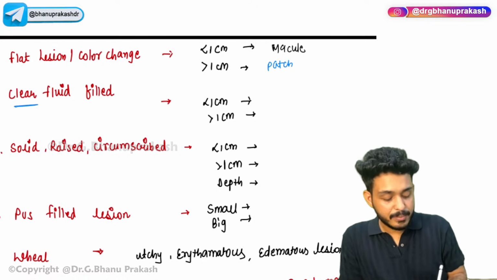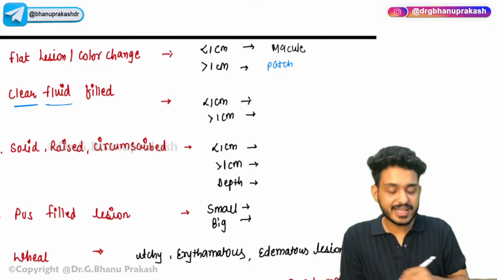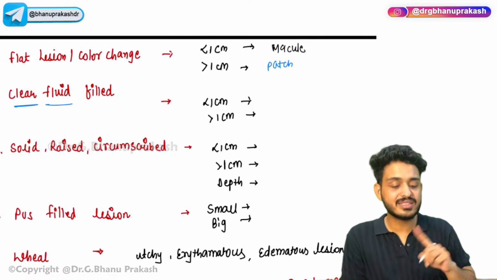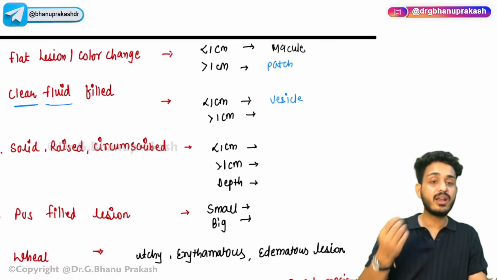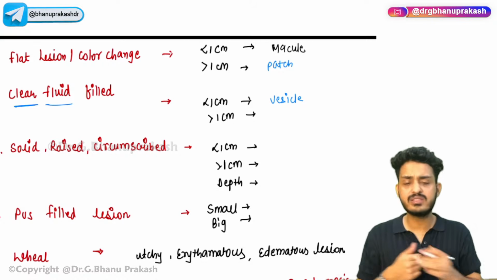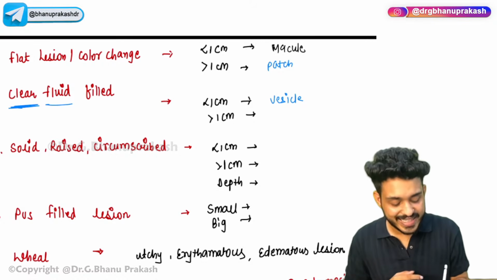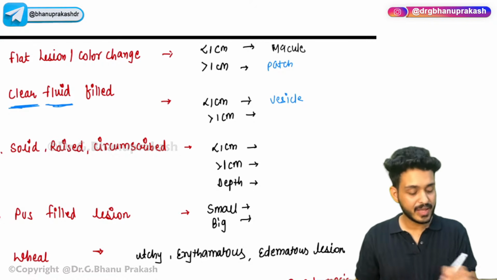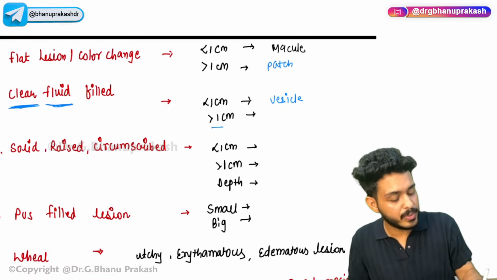If the material inside a lesion is clear fluid, and the lesion is less than 1 centimeter, that is your vesicle. That is what you see in herpes. Herpes will have multiple grouped vesicles. What kind of fluid will you find? Clear fluid. Second, if the lesions are bigger in size, I've told you about bulla.